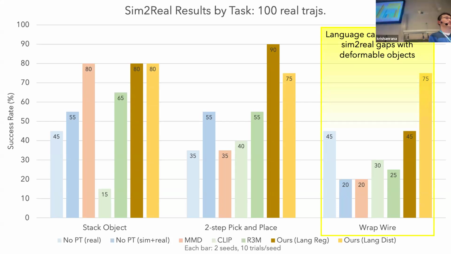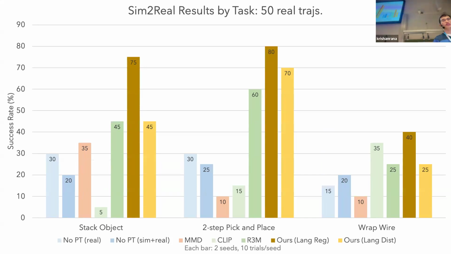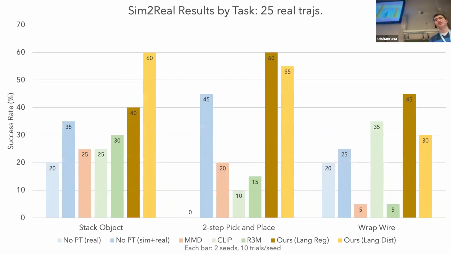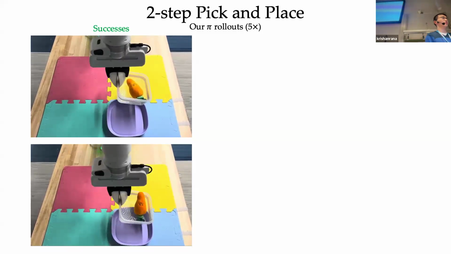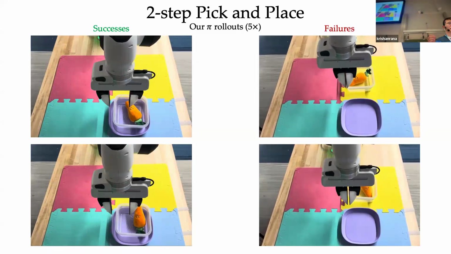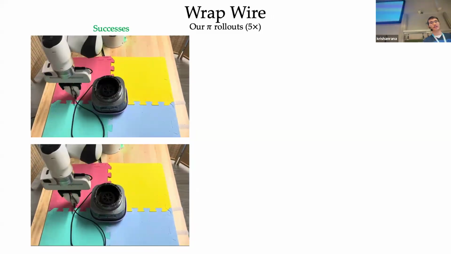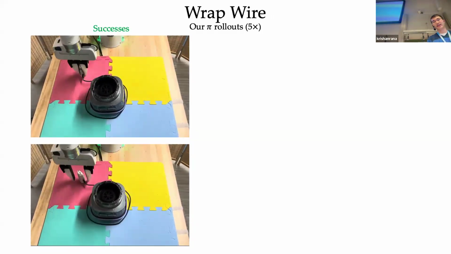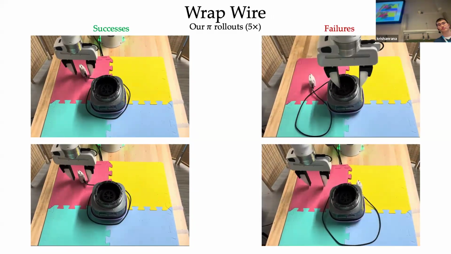We also decreased the number of real-world trajectories that we assume access to 50, and our methods are still outperforming baselines, and the same trends hold at 25 real-world trajectories. These are some of our policy rollouts on two-step pick and place. Some failures involve not being able to start the second step after finishing the first step. And this is our policy doing wrap wire, and failures involve grasping imprecision and premature gripper opening.